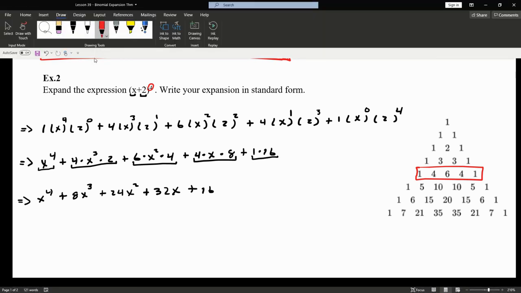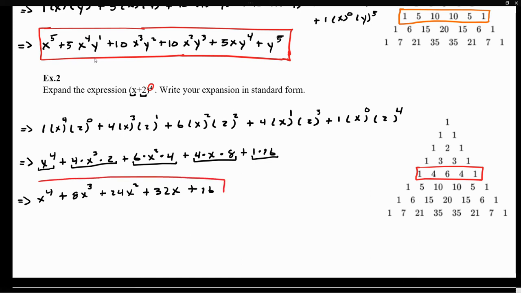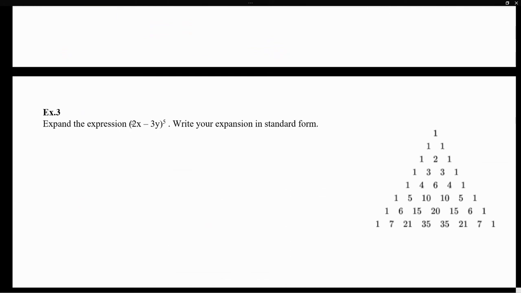So if we would have gotten the expression x plus 2, and we would have multiplied by itself 4 times, it would have been equivalent to the expression that we got here. And all we did, we applied the expansion binomial theorem. So under the last example, notice it's going to be a little bit different. Because now we have the expression 2x minus 3y.